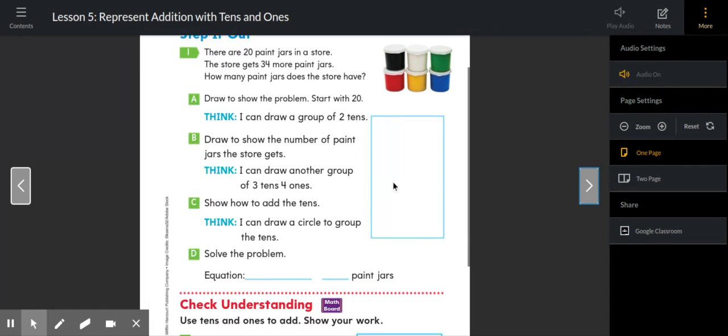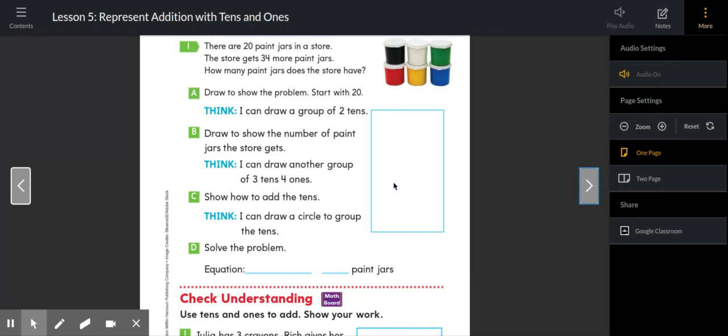Step it out. So we're going to take it one step at a time. There are 20 paint jars in a store. The store gets 34 more paint jars. How many paint jars does the store have? Okay, so we have to think really carefully. Don't get going too quickly. Think really carefully. Part A, draw to show the problem.